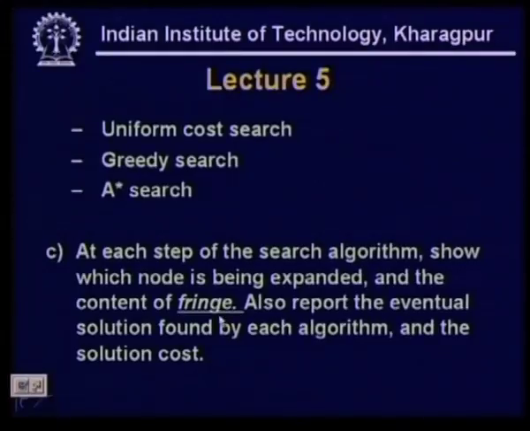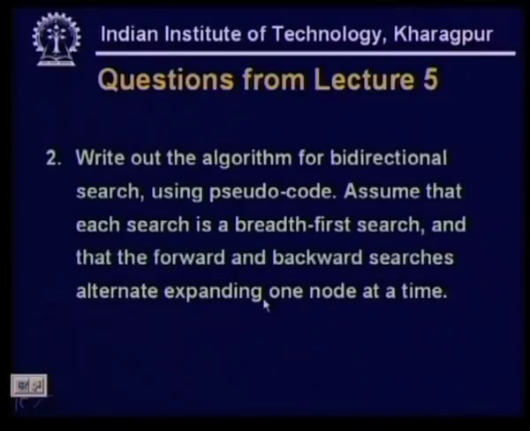For each of these 3 algorithms, you will trace their execution and find the order in which the nodes are expanded. At each step of the search algorithm, you have to show which node is being expanded and the content of the open list or fringe. You also have to report the eventual solution found by each of the algorithms and the solution cost that was obtained.